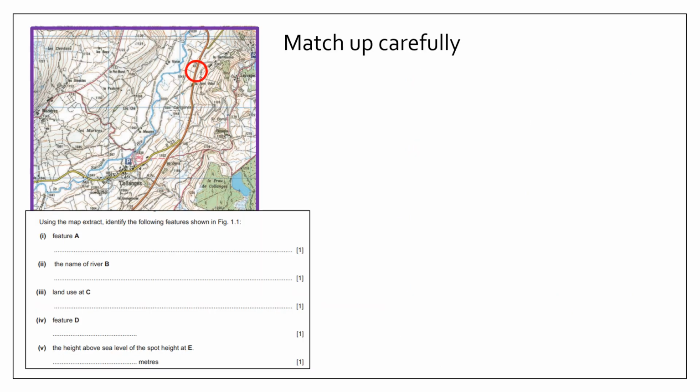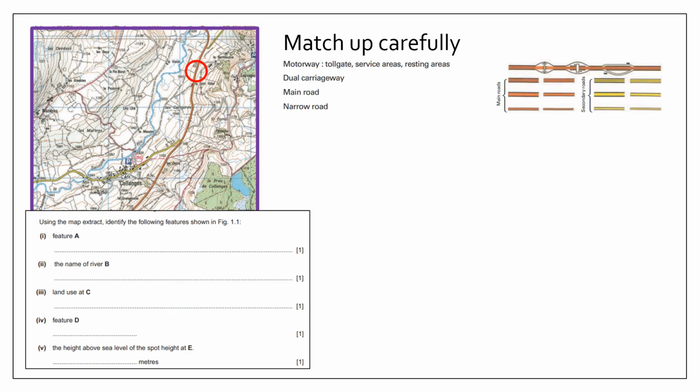So there is feature A, that long orange line. Generally, that probably signifies it's a road, so I'm going to look at the key. And then remember, okay, it's a main road. It looks a bit like the second one. Okay, yeah, that has to be a main road. So remember the order in which the symbols appear is the same order in which the key explains to you what it is. So I'm going to write main road.